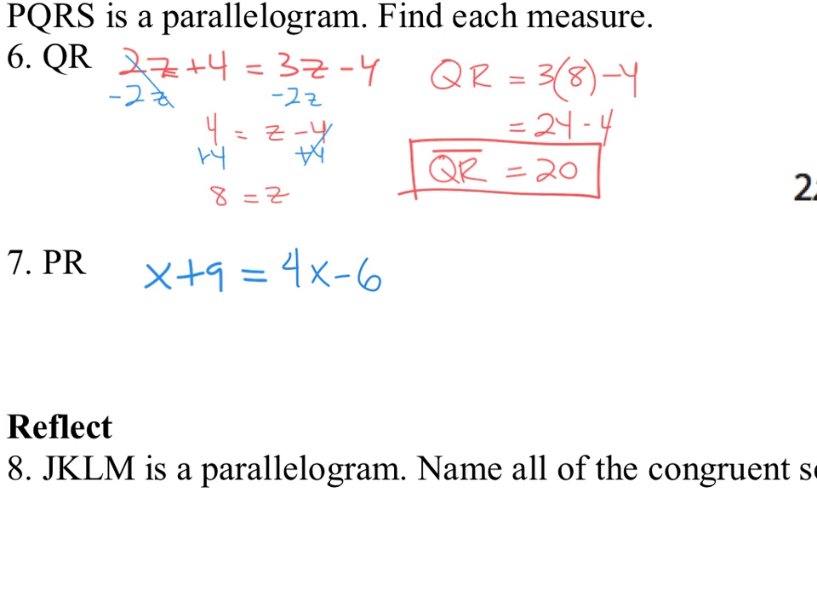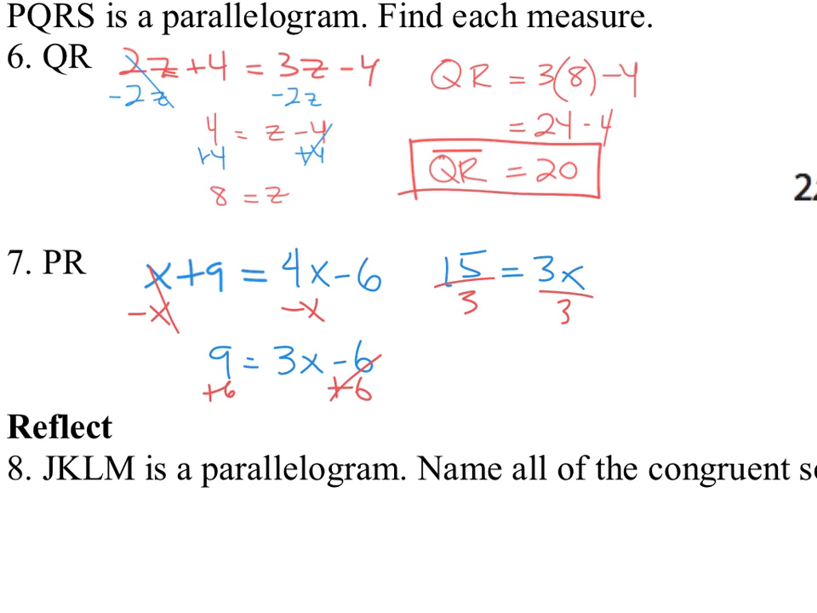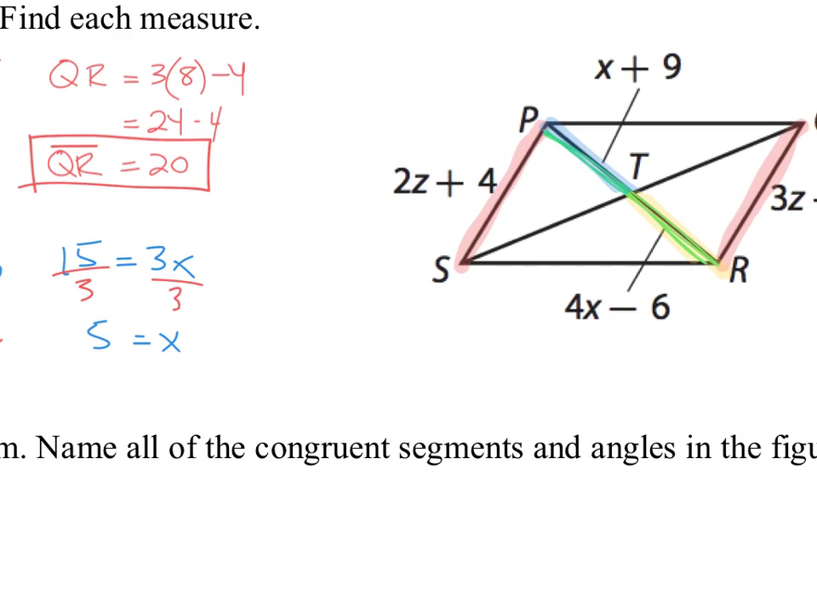And so again, we have an equation. We can now solve for x. x plus 9 is equal to 4x minus 6, so 9 is equal to 3x minus 6. We can add 6 to both sides. So 15 equals 3x. Divide by 3, divide by 3. So 5 equals x. And if we substitute that back in, for example, PT is 5 plus 9, which is 14.